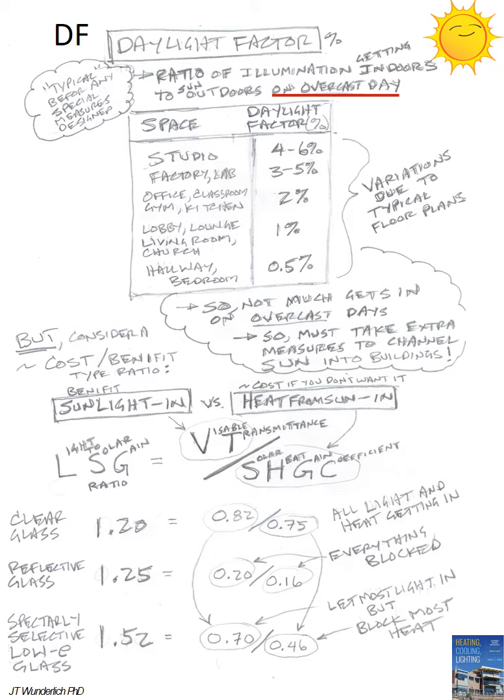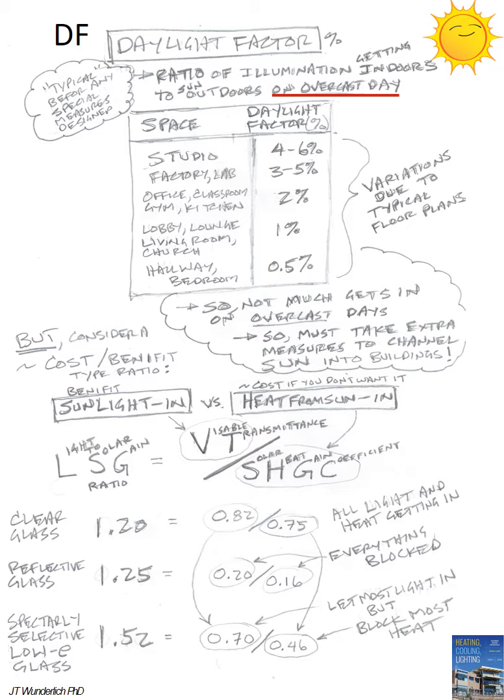So the basic idea is for studios 4 to 6%, 2% offices, lobbies 1%, hallways, bedrooms less than 1.5%, and of course it varies by floor plans. So you need to take extra measures to channel the light in the building, or you're going to have artificial lighting, which you will in most cases, but optimally you could get away with just natural lighting during a large percentage of the time.